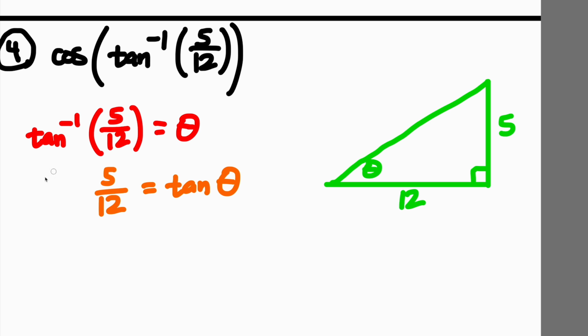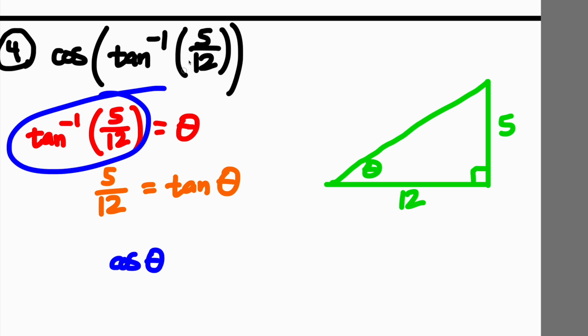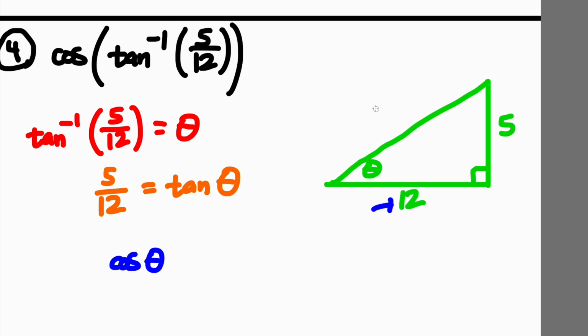Okay, but we are looking for cosine of this theta. Okay, just like last time, we're looking for cosine theta because theta is equal to this part right here, which is equal to this part up here. So we're just looking for cosine theta. Well, we have the triangle, so it's going to show us that it's going to be the adjacent, which is this 12, divided by whatever this hypotenuse is here.